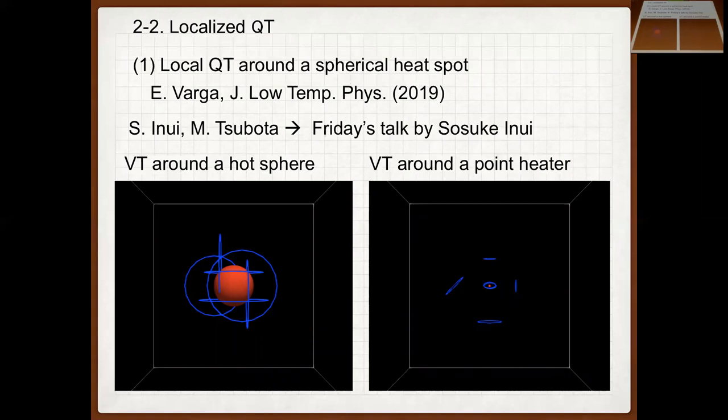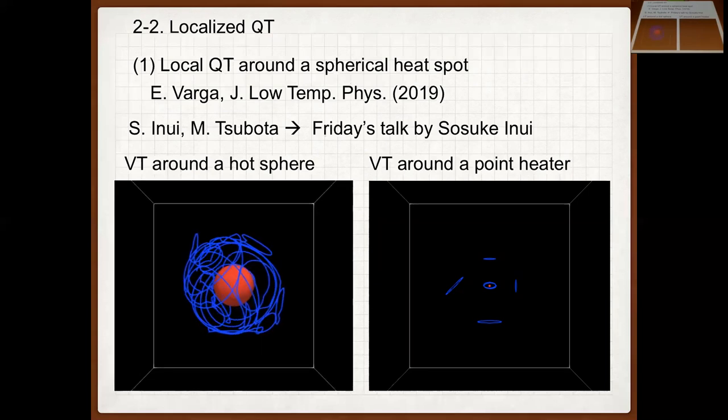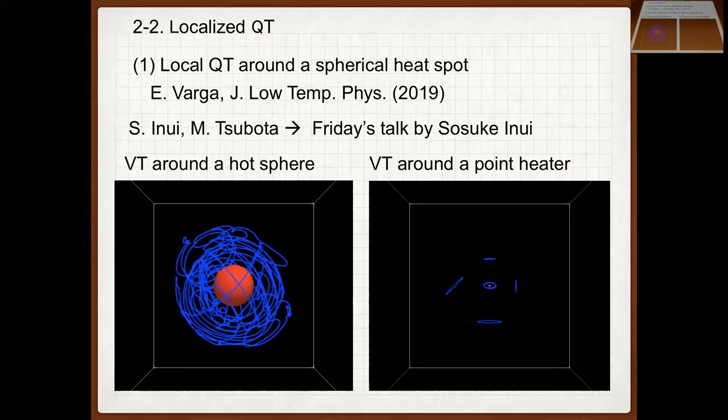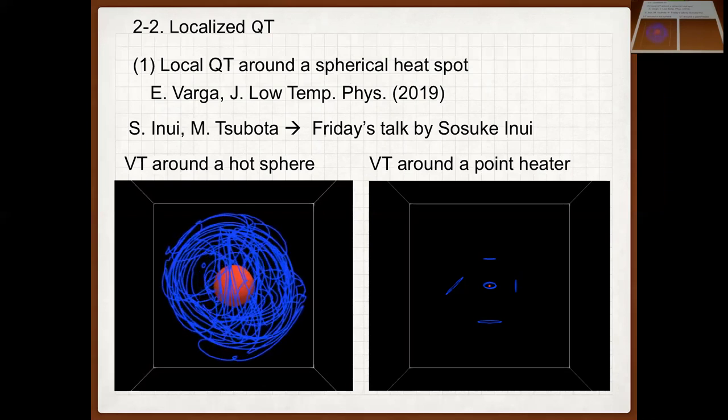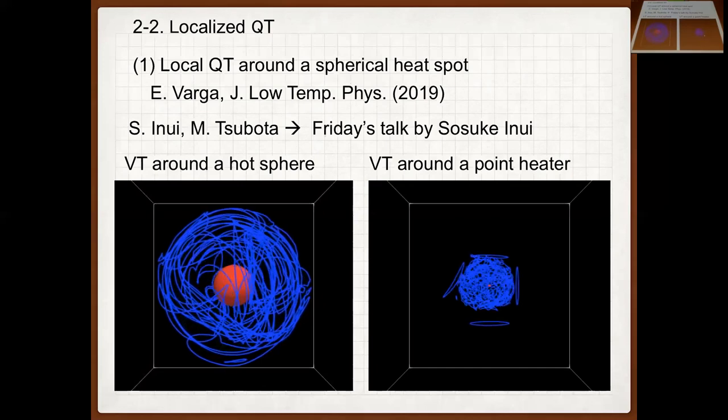Yes, let me show you the localized quantum turbulence. Localized quantum turbulence around a spherical heat spot. The preliminary calculation was performed by Emil Varga in Prague, who made a presentation at the Tokyo QFS last year. Recently, we performed a similar calculation, a vortex tangle around the hot sphere and around a point heater. The detail will be presented by Sosuke Inui in Friday's talk. This is a hot sphere in spherical counterflow, and the vortex tangle developed like this. In the case of a point heater, it's a similar case, something like that.